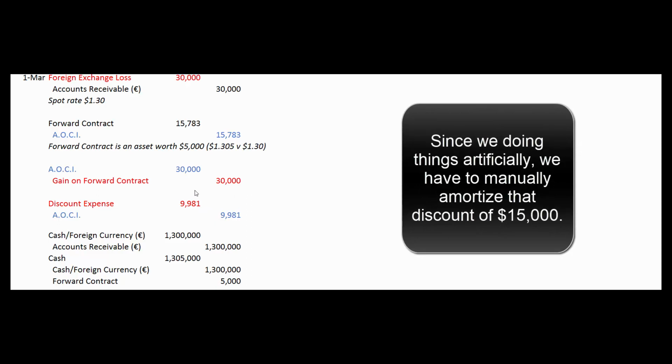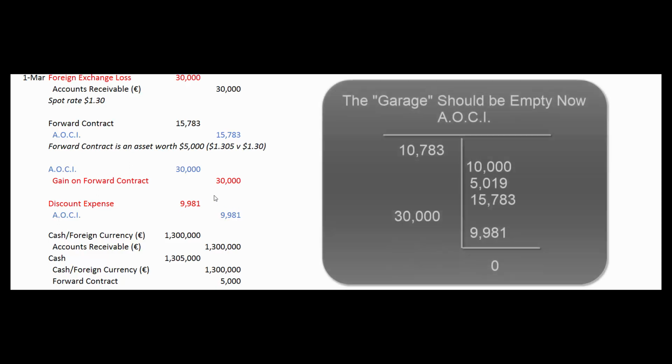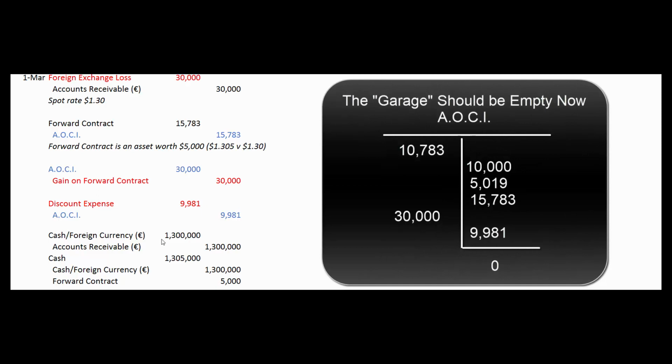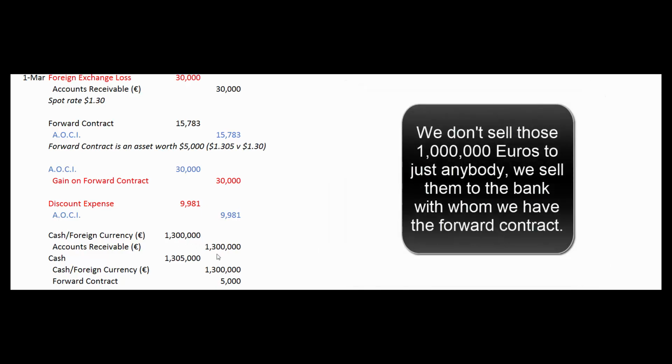We amortize the last of that $15,000 discount, and in the future this will just be $10,000, $5,000 in 1 month, and then $10,000 for the next 2 months. We receive the euros, which at the spot rate are worth $1,300,000. Then we take those euros and we take them off our books, and we get $1,305,000 by virtue of the forward contract, and we take the forward contract off our books with a $5,000 credit.